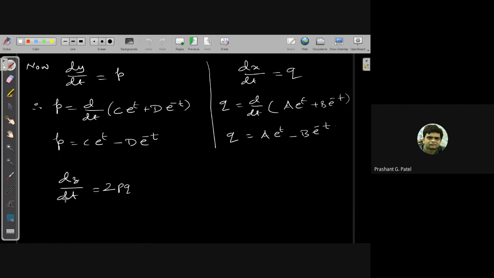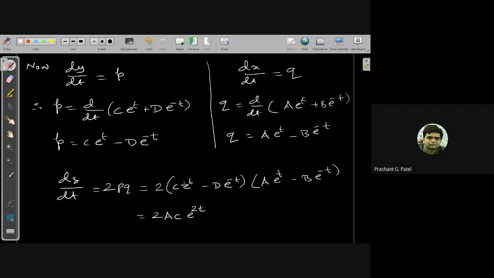So this is dz/dt equals 2pq. We'll have now p and q both values, and we'll substitute here. We have p is c e^t minus d e^(-t), multiplied by a e^t minus b e^(-t). If you multiply these two brackets, this will lead to 2ac e^(2t).